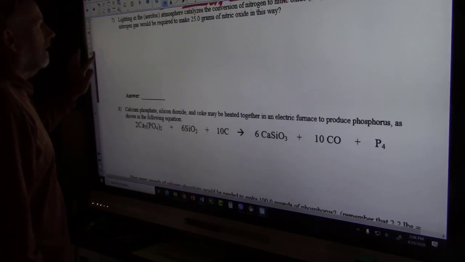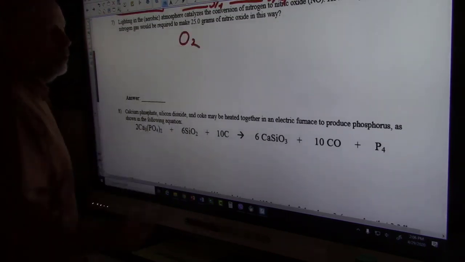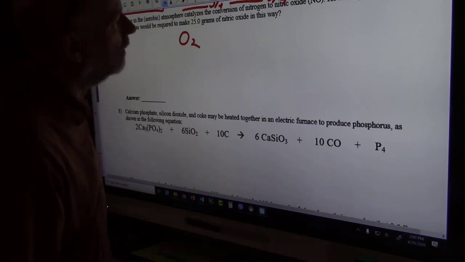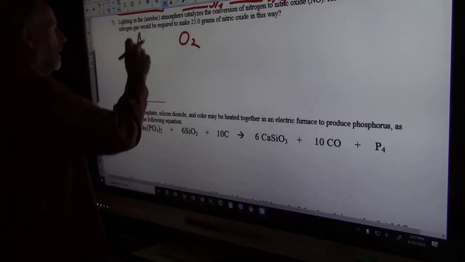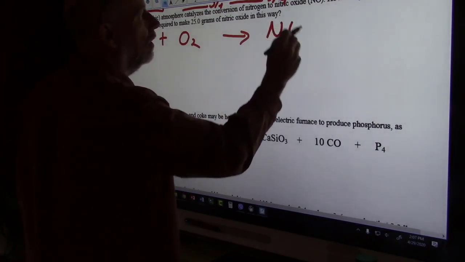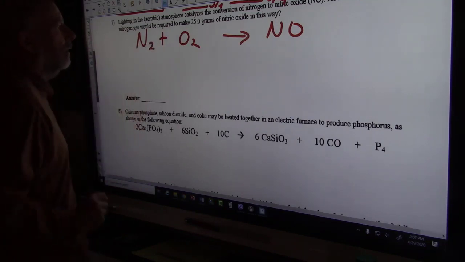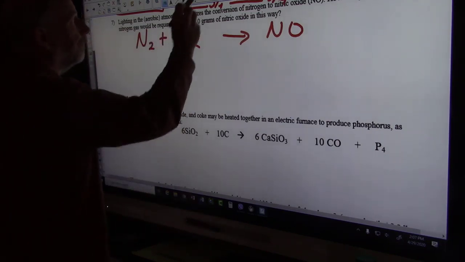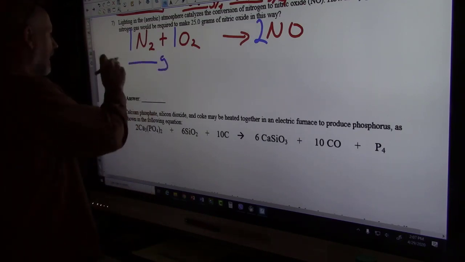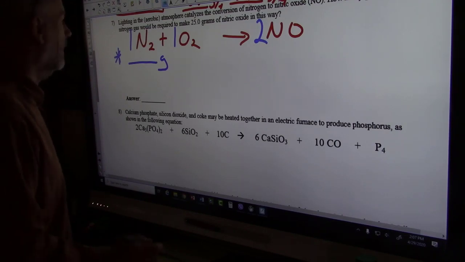All right. Number 7, lightning in the aerobic atmosphere. Hint, hint, hint. Oxygen, aerobic. Catalyzes the conversion of nitrogen to nitric oxide. So nitrogen plus this is going to make nitric oxide, which is NO. N all by itself. Is that ringing a bell? Is that one on Lucky 7? Yes, it is. So put a 2 there. Now, let's balance it. How many grams of nitrogen gas? So that's what I want for an answer. How many grams of nitrogen gas would be required to make 25 grams of nitric oxide?